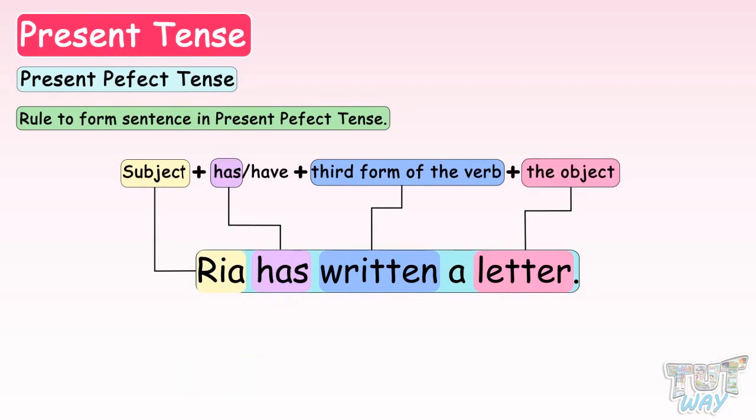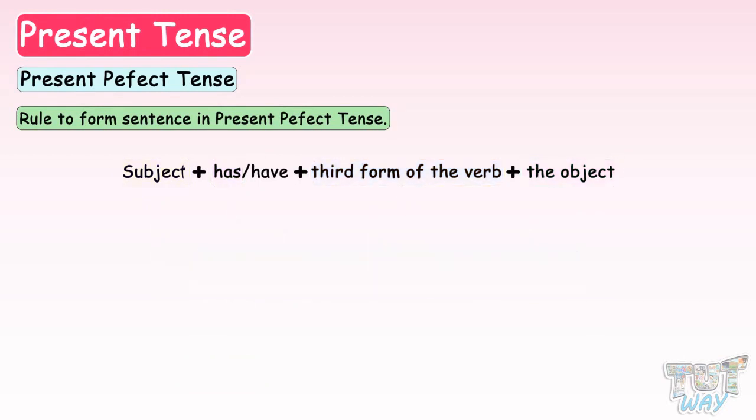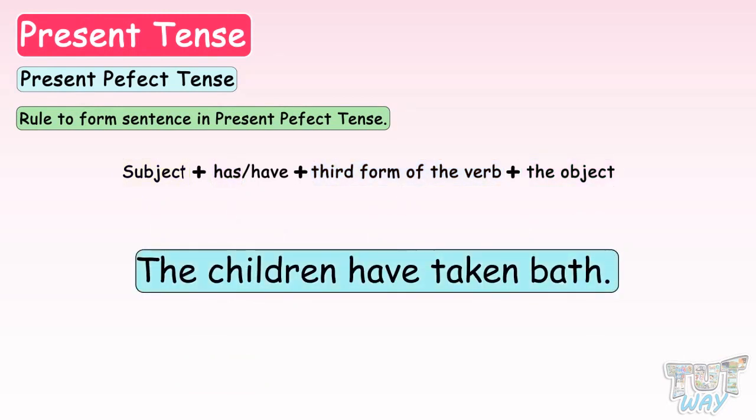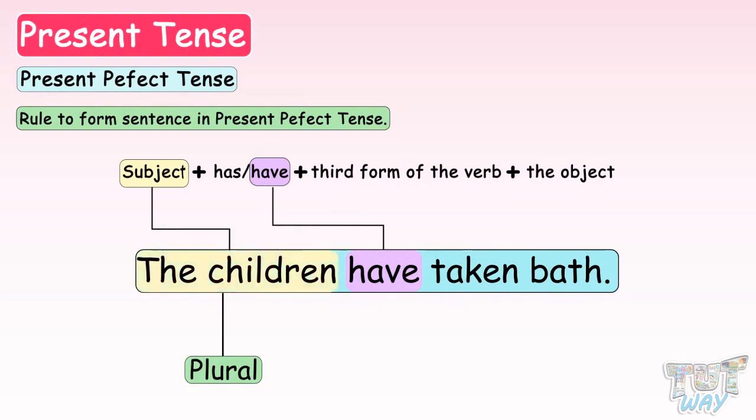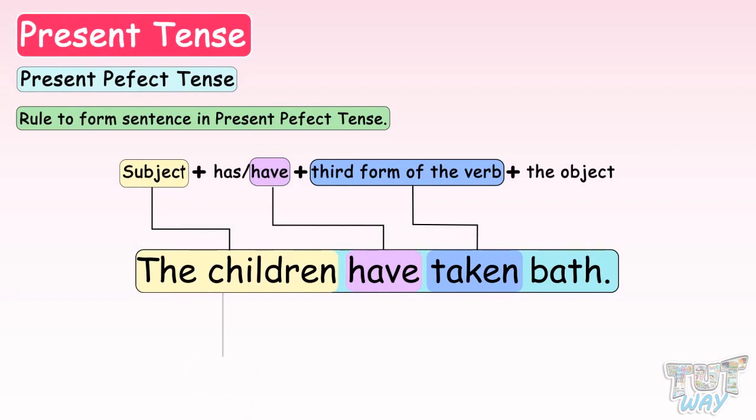Here we have the next example. The children have taken a bath. Here, the children is the subject, and we have used the helping verb have because the subject is plural. Taken is the verb here, which is the third form of the verb take, and bath is the object in this sentence.